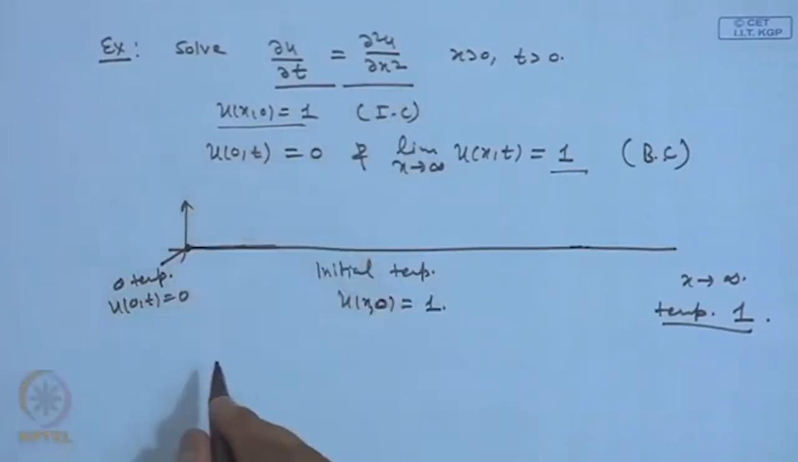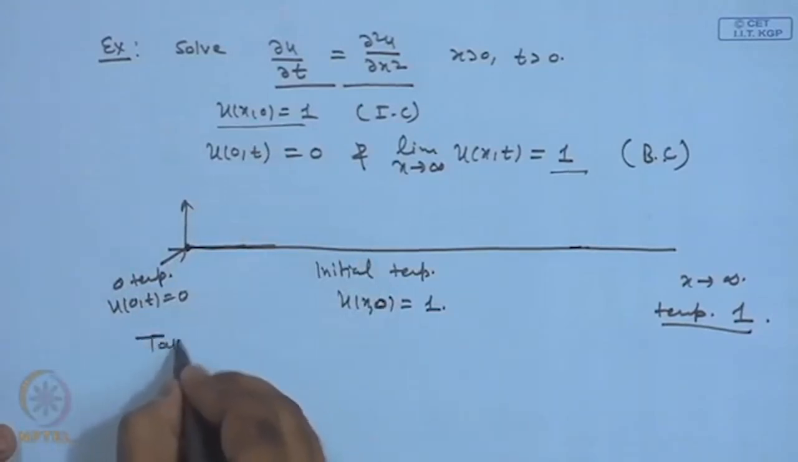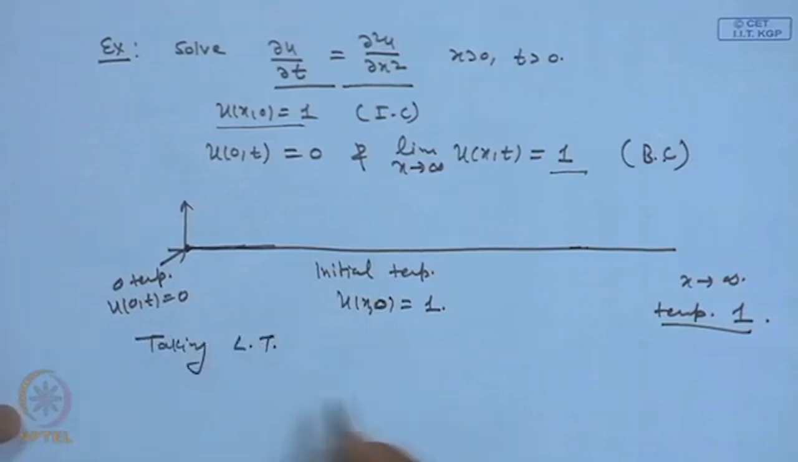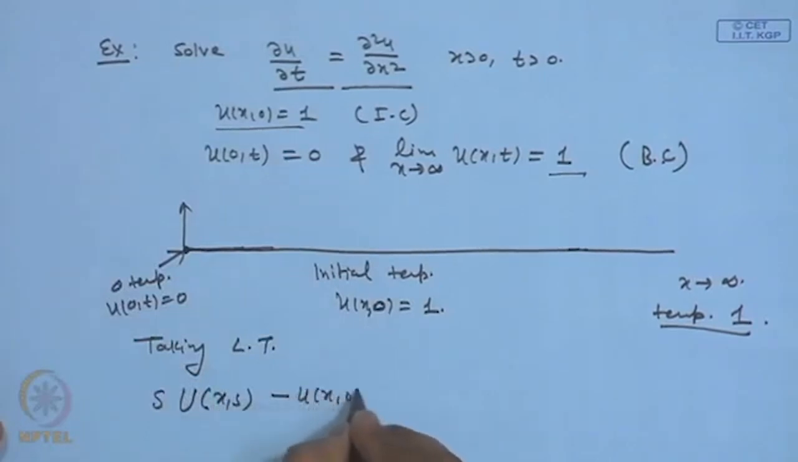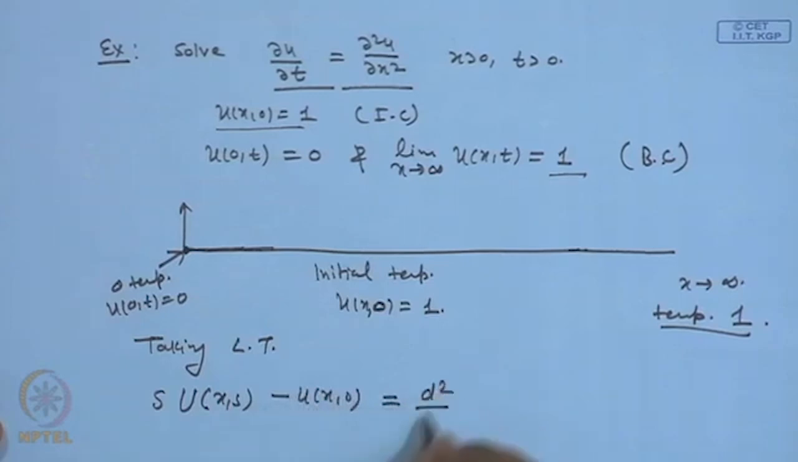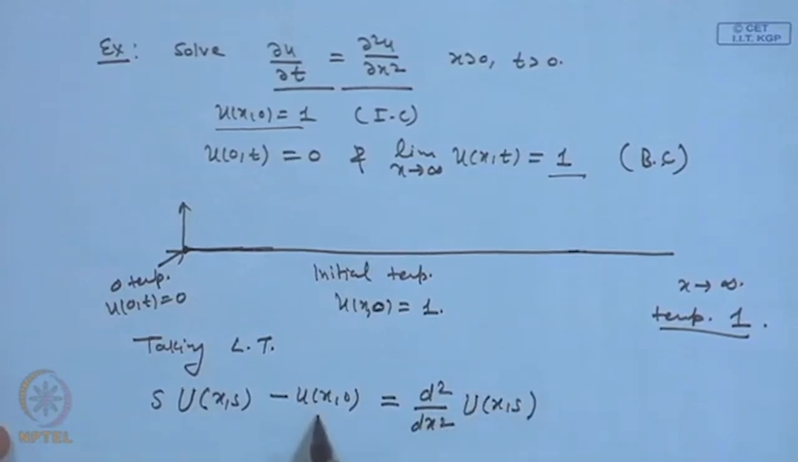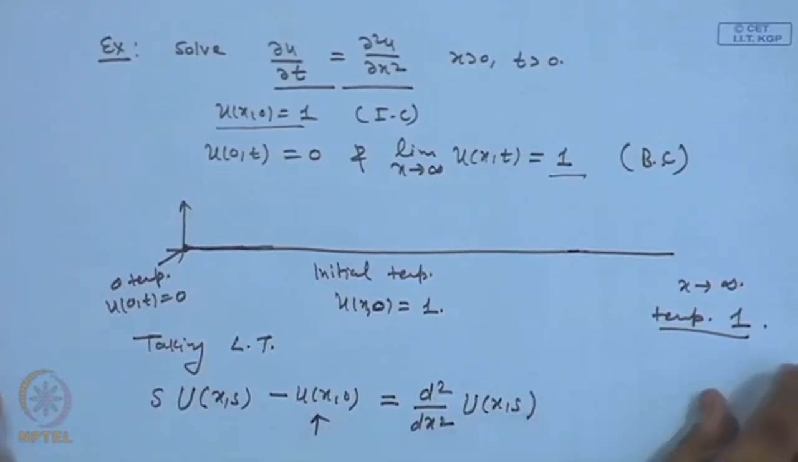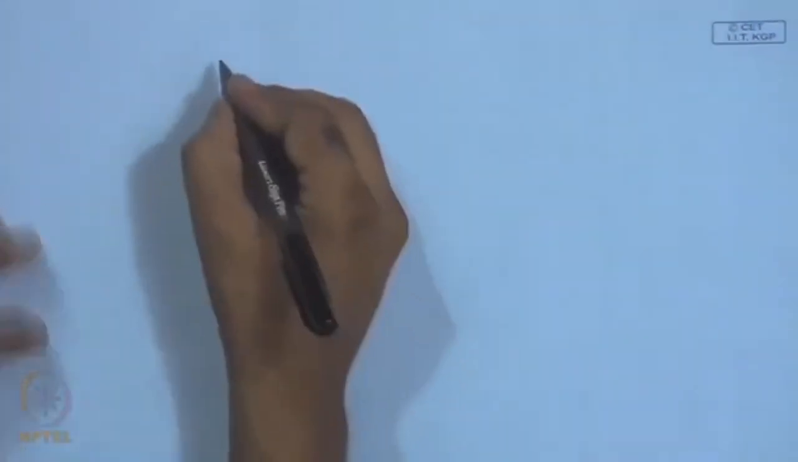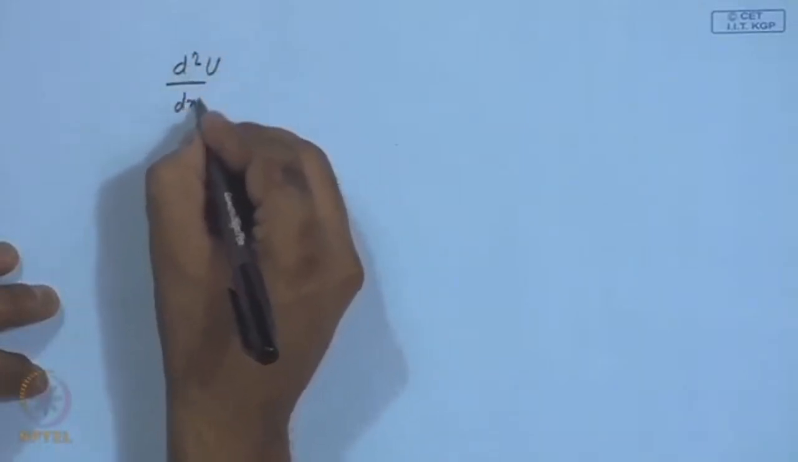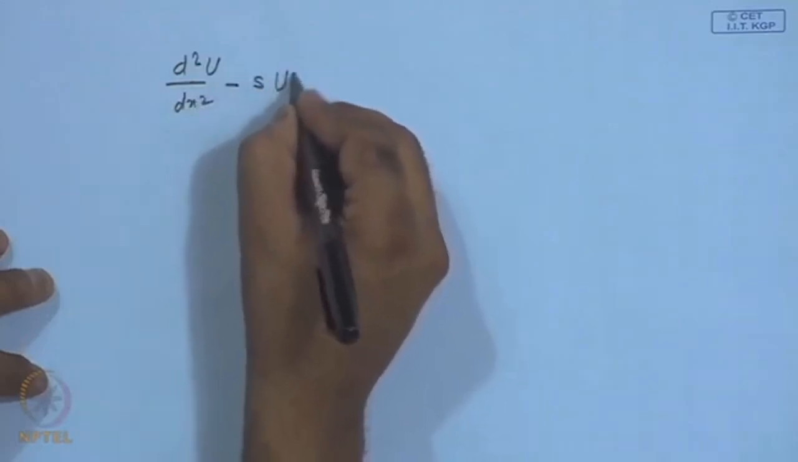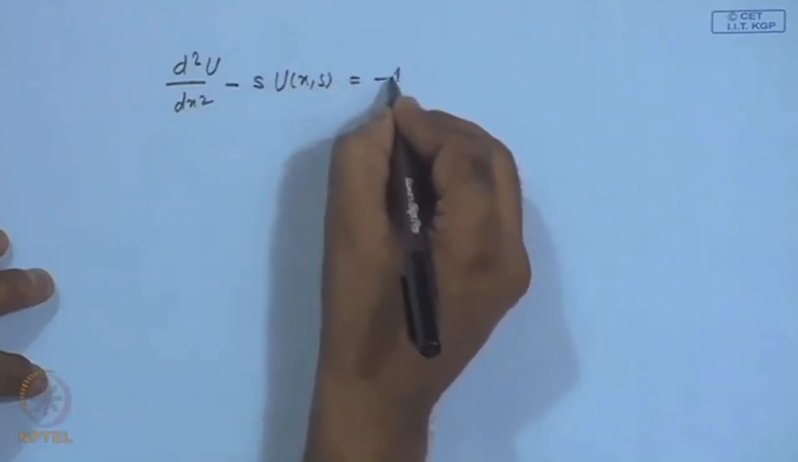So, we take the Laplace transform. Taking the Laplace transform on both sides, what we get is s times the Laplace transform of u, which we denote by u(x,s), minus u(x,0), and the right hand side d 2 over d x square of u(x,s). And u(x,0) is 1. So, what we have is this differential equation d 2 u over d x square minus s u(x,s) equals minus 1.